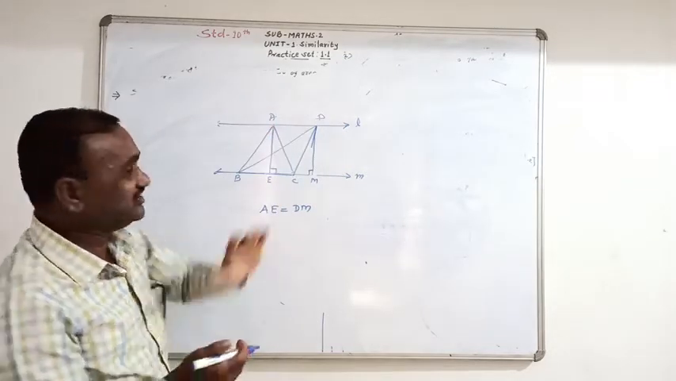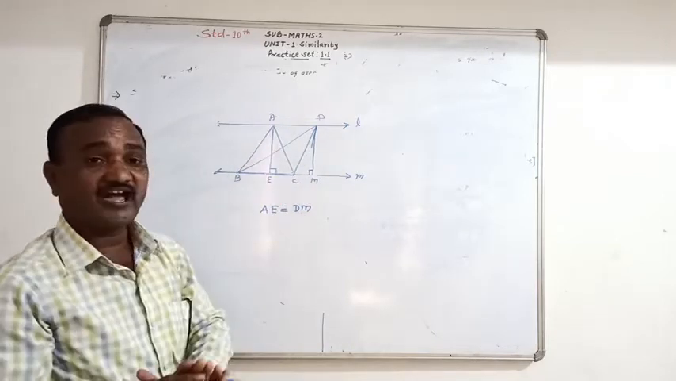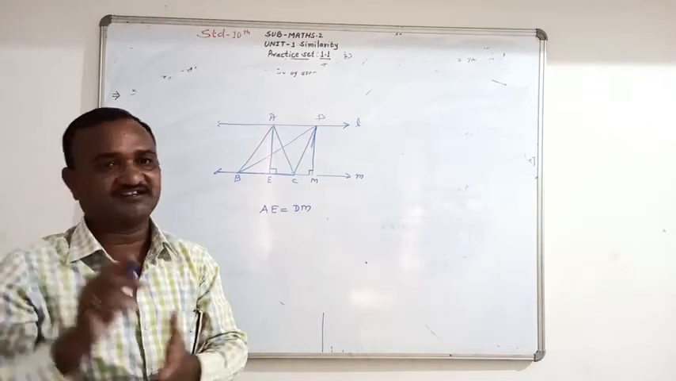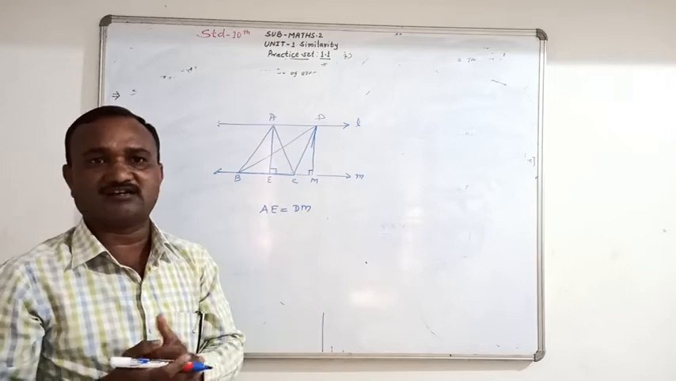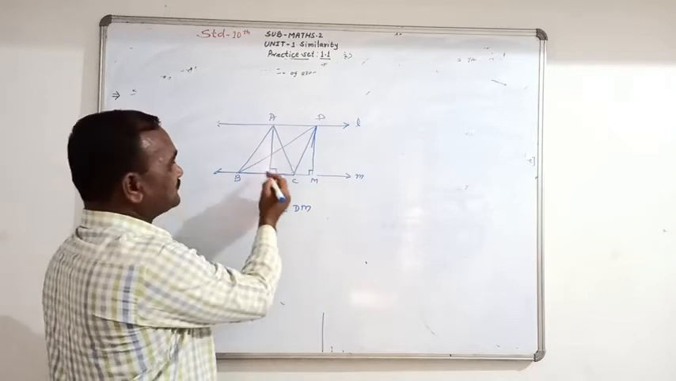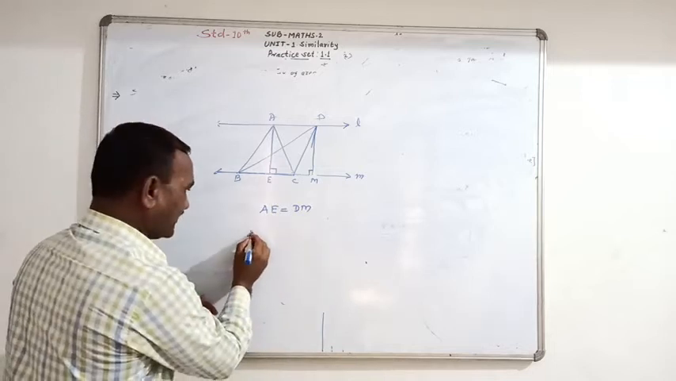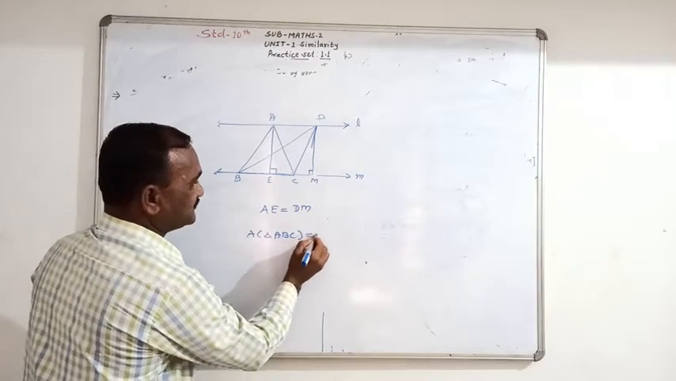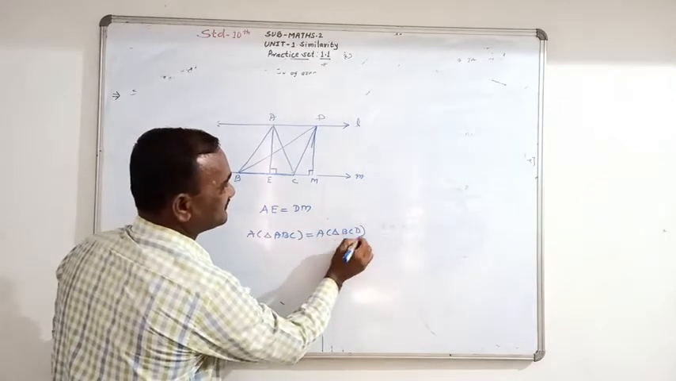So that means these two triangles, triangle ABC and triangle BCD, have same base, equal base and equal height. So that means base is same, height is same of both triangles. That means the areas of these two triangles are equal. So area of triangle ABC is equal to area of triangle BCD.